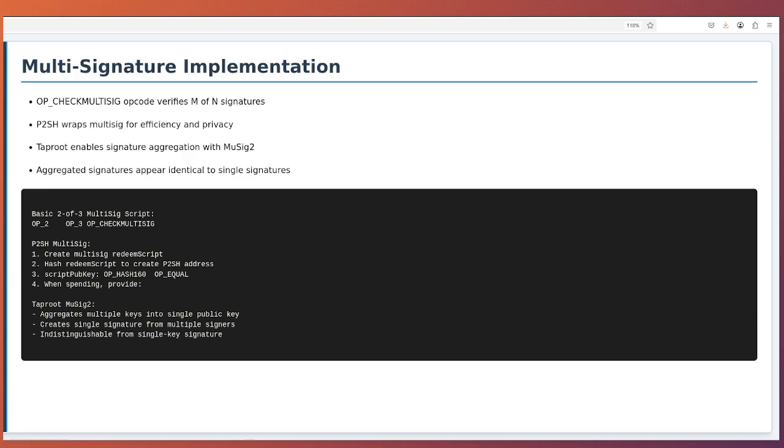When spending, you provide the signatures, then the full redeem script. The network hashes your provided script and verifies it matches the hash in the output, then executes the script with your signatures. This elegant design means complex multisig setups are indistinguishable from regular transactions on the blockchain until they are spent. Recent developments with Taproot enable even more efficient multisig through MuSig or MuSig2, which aggregates multiple signatures into a single signature that appears identical to a single key signature. This provides massive space savings and perfect privacy.